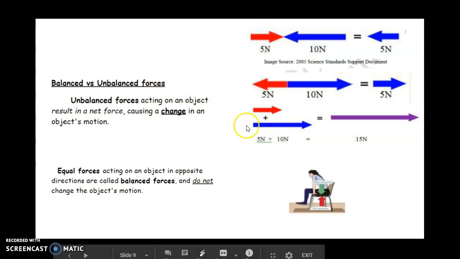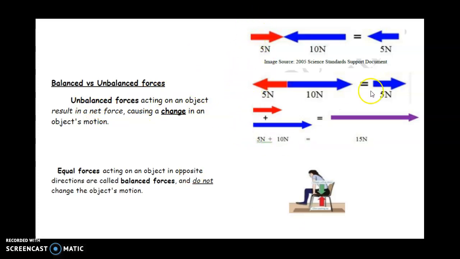So all of these examples over here on the right, the little arrows, these are unbalanced forces acting on an object. This results in a net force, which causes a change in an object's motion. So if the net force is anything other than 0, it will result in a change. And so I always imagine you have like a person here, and he is pushing, and then this other person is also pushing, but this guy's pushing with 10 newtons, this guy's pushing with 5 newtons, so the overall net force would be 5 newtons to the left, because 10 minus 5 is 5.